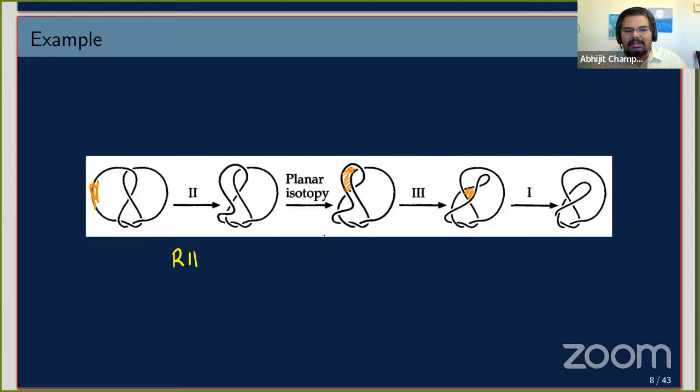But in general, it's tricky, if you're given two diagrams, even if you know they are of the same knot, to come up with a set of Reidemeister moves. For example, the bounds on the number of moves are also not very well known.